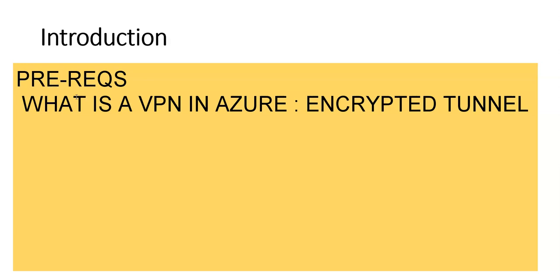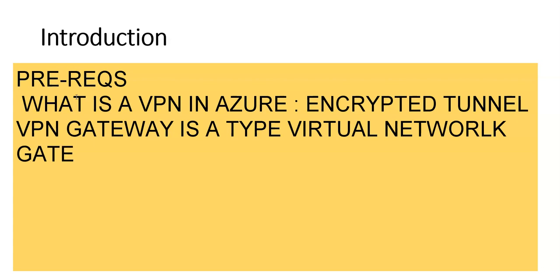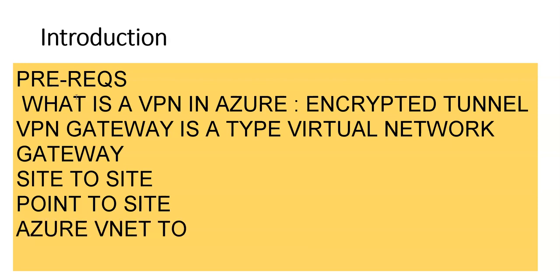For the scenario where we have to design and create a network infrastructure from on-prem to Azure, we will use the Azure VPN gateway. Azure VPN gateway is a type of virtual network gateway. With it you can connect site-to-site, point-to-site, and Azure VNet to Azure VNet.